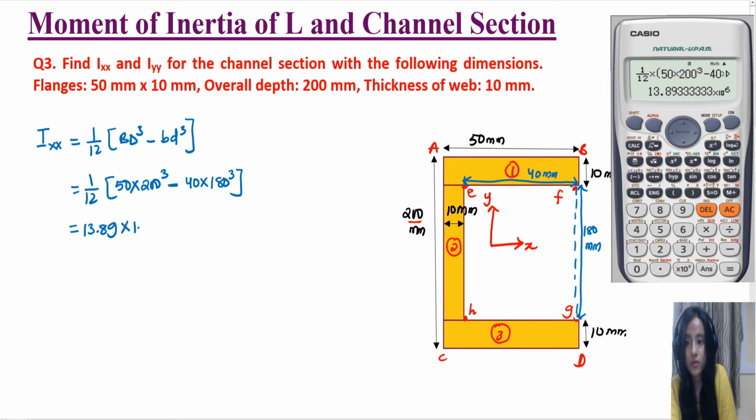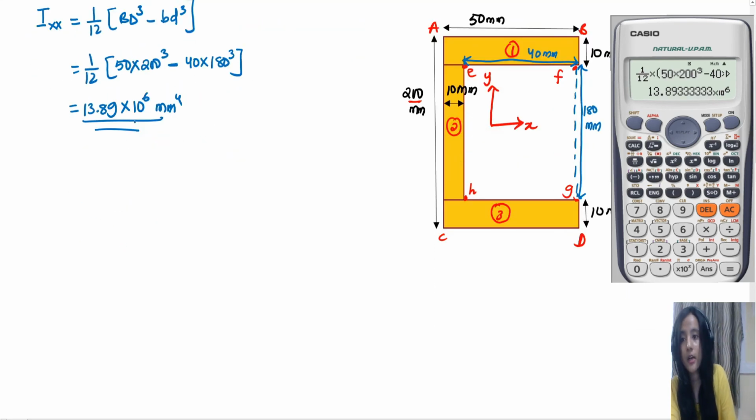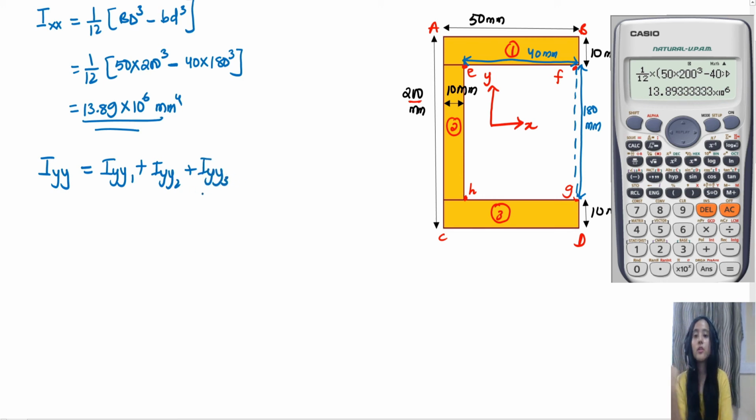13.89 into 10 raised to power 6 mm raised to power 4. So this is my moment of inertia about Ixx. Now I have to find about Iyy. To find about Iyy, it will be equal to Iyy1 plus Iyy2 plus Iyy3, and along this direction I need to use a parallel axis theorem.